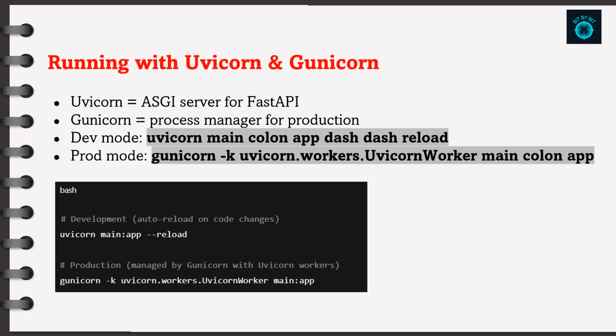Here, -k specifies the worker class. We choose Uvicorn Worker, so Gunicorn runs our FastAPI app with Uvicorn. Gunicorn then manages multiple processes, improving reliability and throughput. In short, use Uvicorn with reload in development and Gunicorn with Uvicorn workers in production.